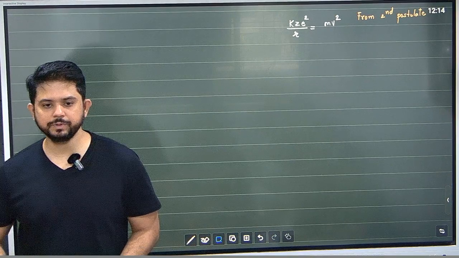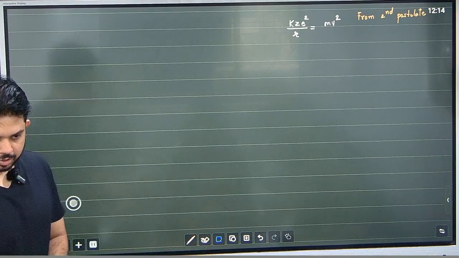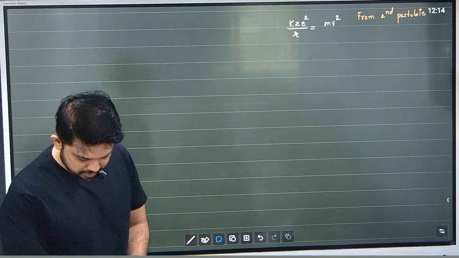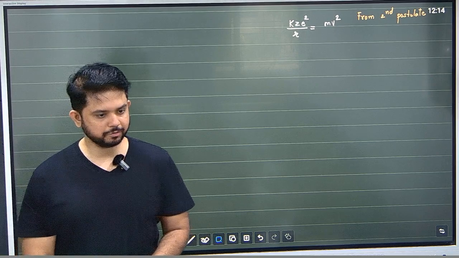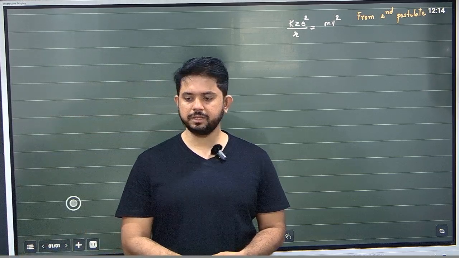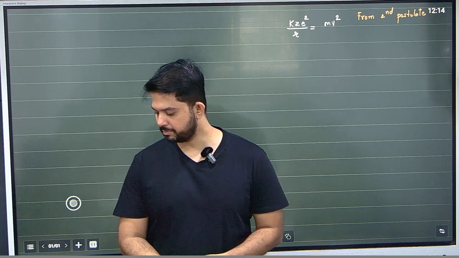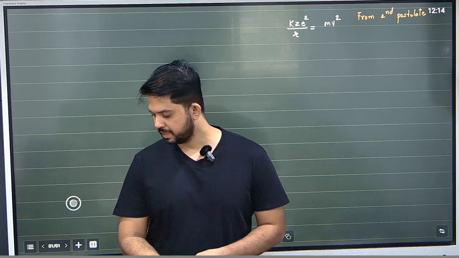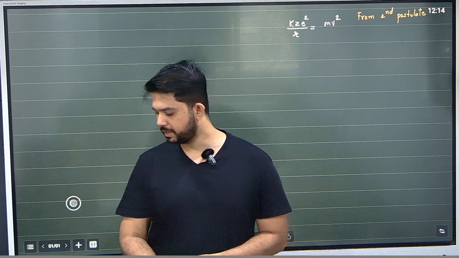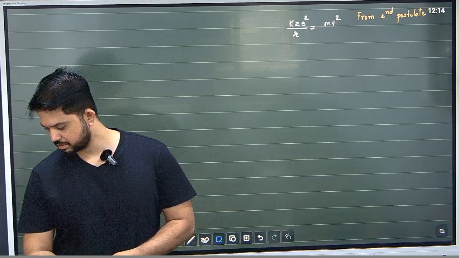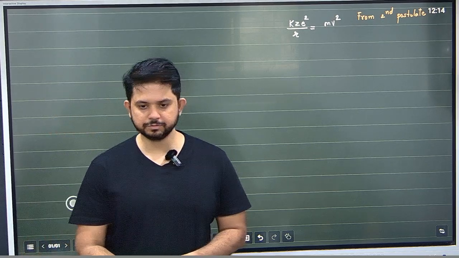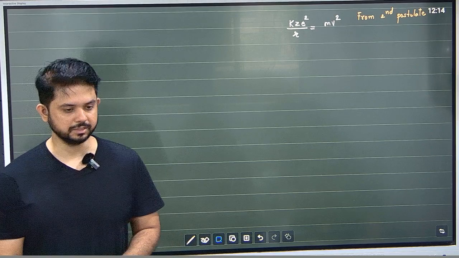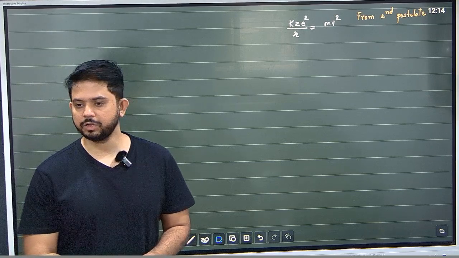Let's continue with postulates of Bohr's. The last postulate that we did is where we derived the expression for velocity and the expression for radius of the atom in Bohr's orbit. Then I think we did some numericals based on those. And now we derive the expression for total energy of the electron in Bohr's orbit.